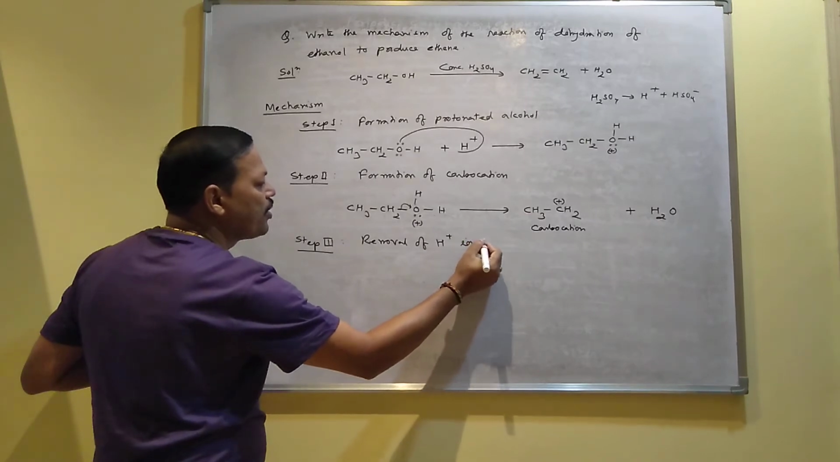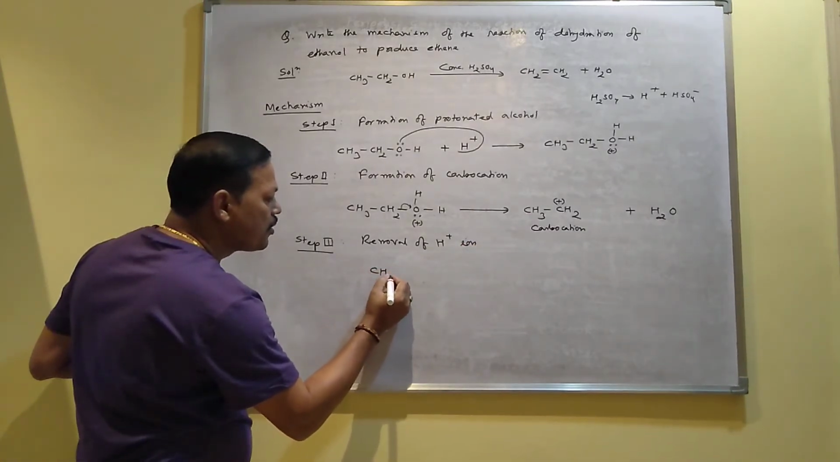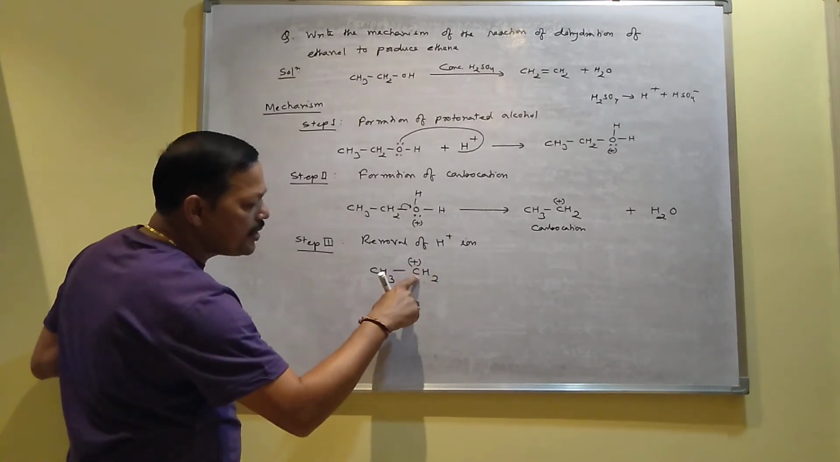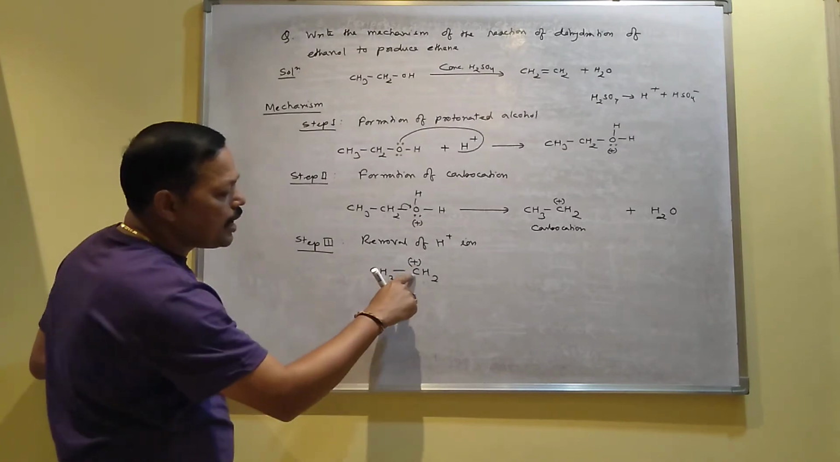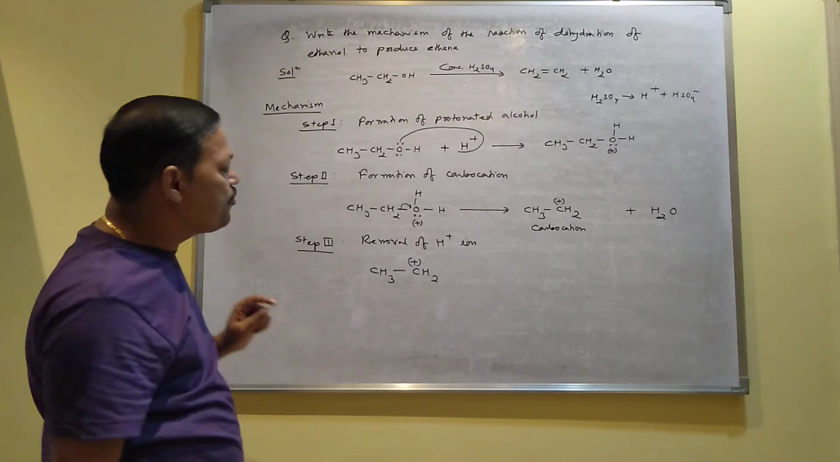Removal of H plus ion. So the carbocation is this one, CH3, CH2 plus. Why is this carbon carrying a positive charge? Because carbon contains 3 bonds. As you know, the valency of carbon is 4. Carbon should always contain 4 bonds.